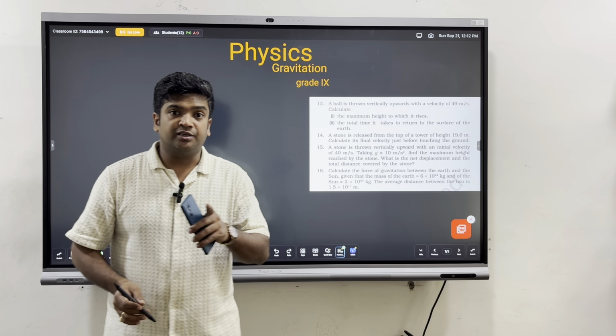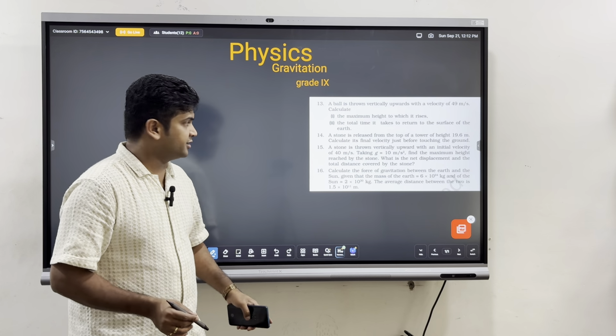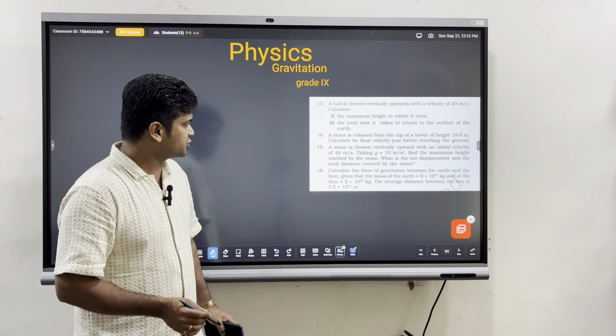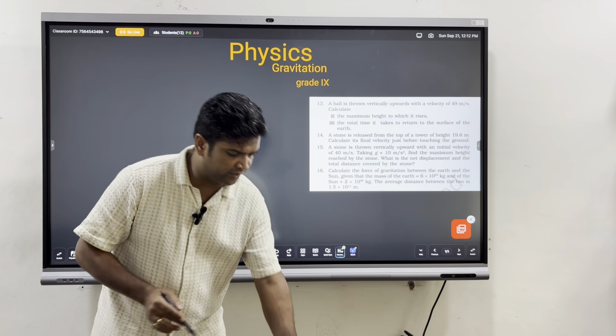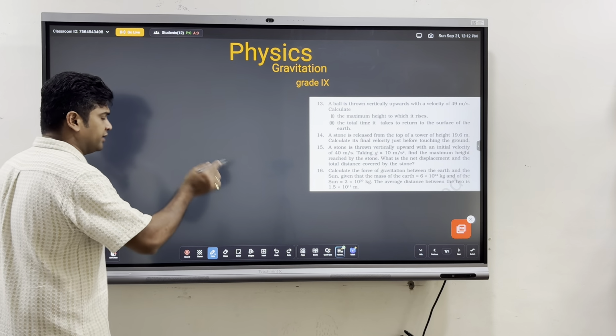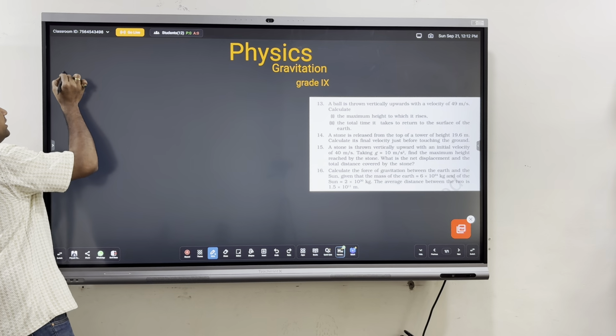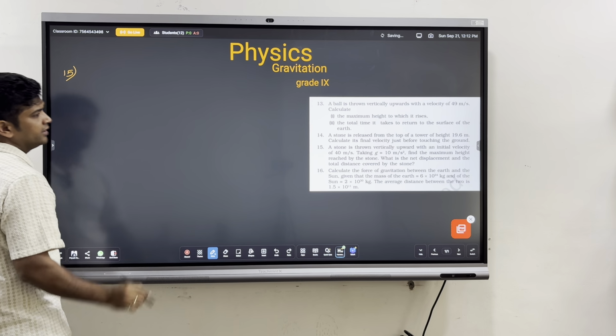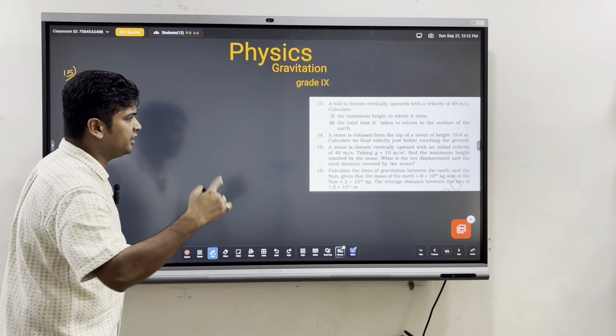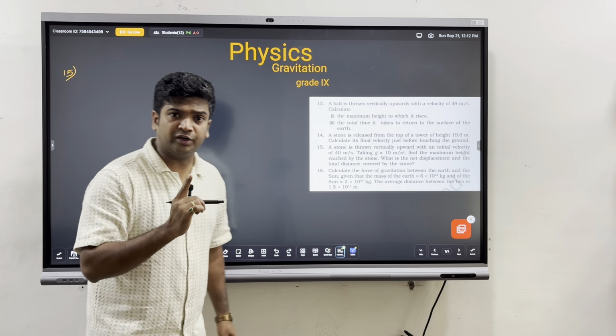The 15th question of the exercise of gravitation. Look what the question says. A stone is thrown vertically upward. Okay, so a stone is being thrown vertically upward. So just a moment, I'll write here 15. Now a stone is thrown vertically upward with an initial velocity of 40 meters per second.